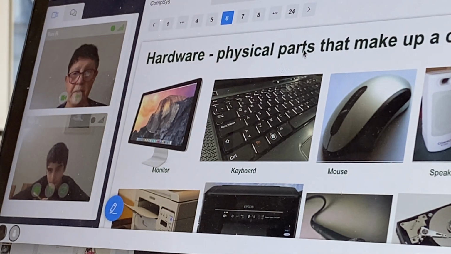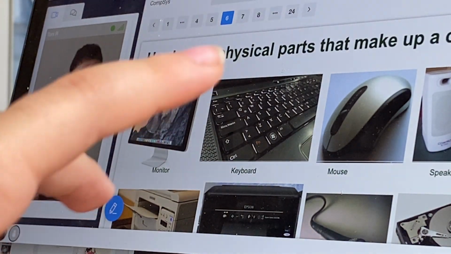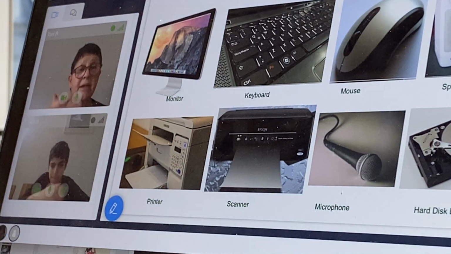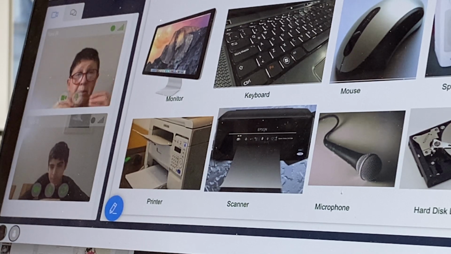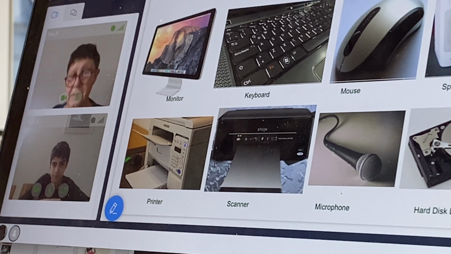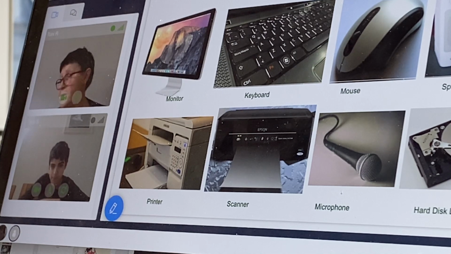So here are some examples of hardware. These are input and output. Hardware are all the physical parts that make up the computer, whether they're input or output. We've got a monitor, a keyboard, a mouse, speakers, printer, scanner, microphone, and we've got a hard disk drive.